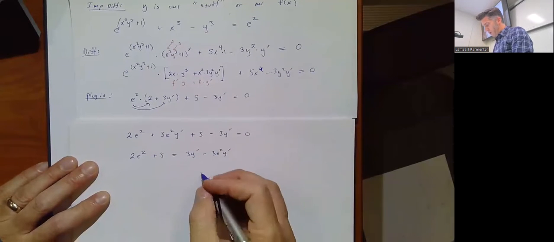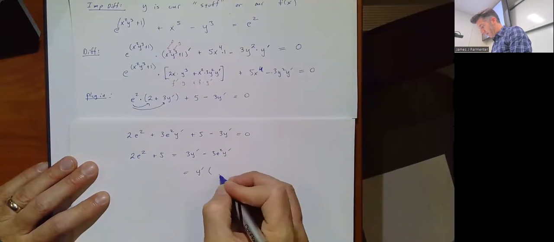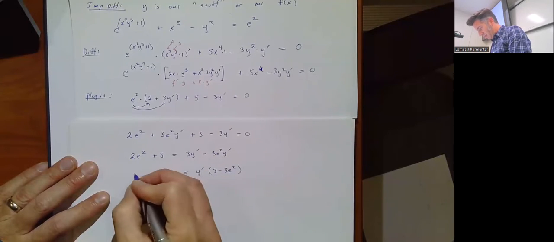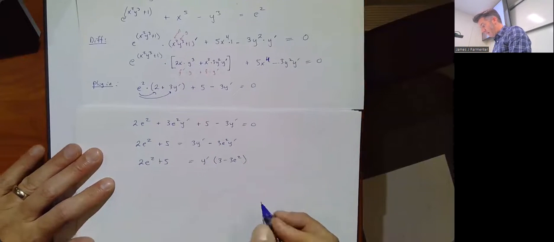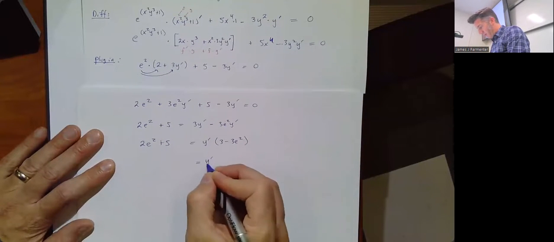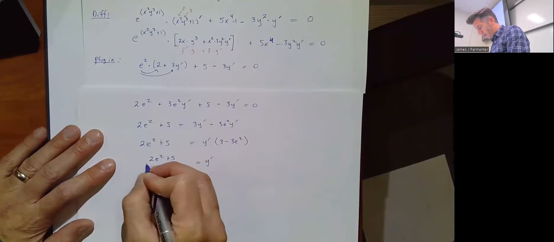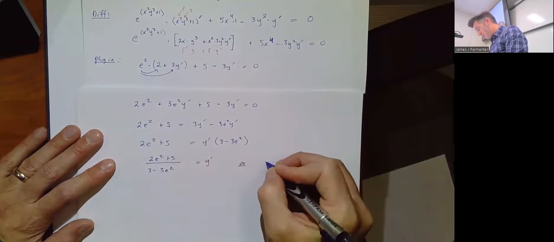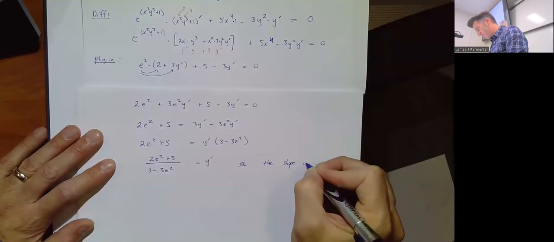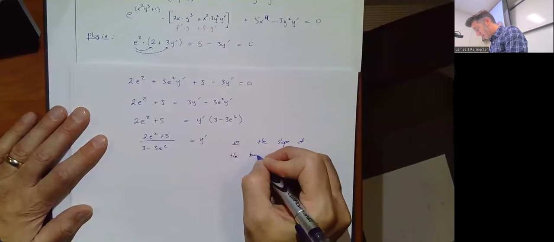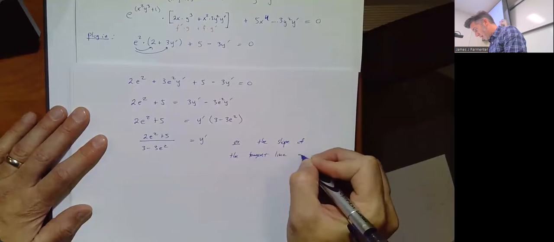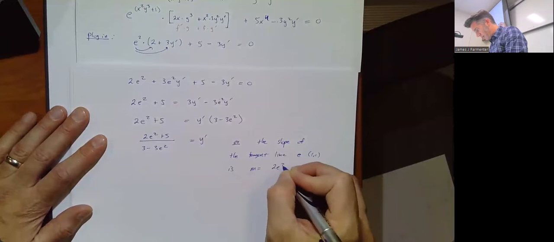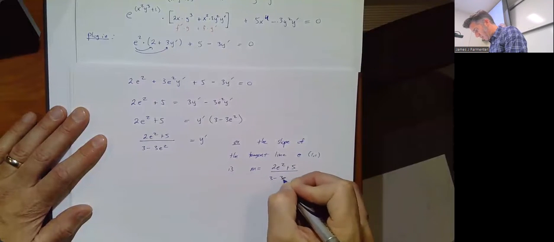Then we factor out a y prime, and we have things multiplied by 3 minus 3e squared equal to 2e squared plus 5. And finally, we divide by this. So y prime is 2e squared plus 5 divided by 3 minus 3e squared. Or in other words, the slope of the tangent line, it is terrible, at 1, 1 is 2e squared plus 5 over 3 minus 3e squared.